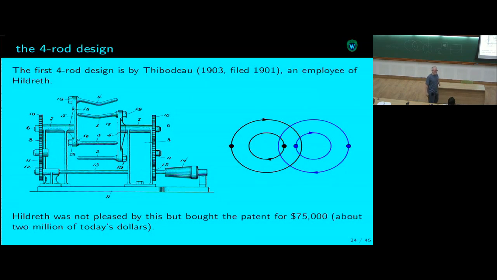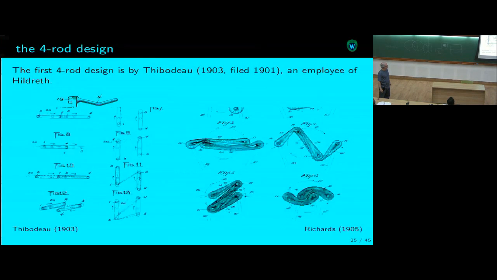So this is not a triviality, right? I've invented a new taffy puller now, and I don't think I can make $2 million off of it. So I think the industry is no longer as active as it once was. Okay, so that's the Thibodeau design, the first time we see a 4-rod design.